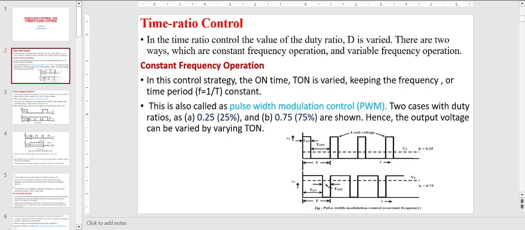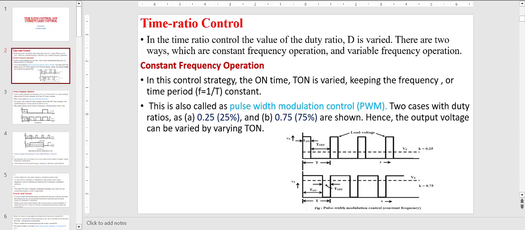Constant frequency operation, we can see that the time period is kept constant and the on period is varied. As you can see in the figure, first figure you can see that on period is less, and in the second case you can see that on period is more. So T on by T will give the duty cycle. So for the first case, duty cycle will be less, and the second case, duty cycle will be more.